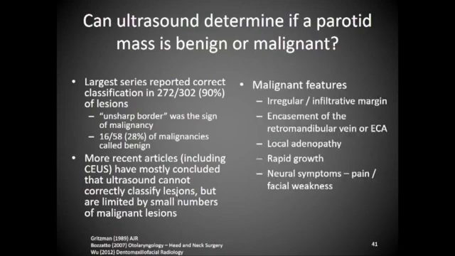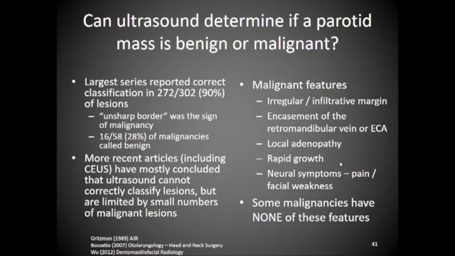So what are malignant features? An irregular or infiltrative margin, encasement of the retromandibular vein or external carotid artery, local adenopathy, which is usually level 2 or level 3, but that's rare, and encasement of the vein is rare as well. Rapid growth, if you get that clinical history. And here, this is probably the most important one and possibly a SAM question. Neural symptoms. If somebody has pain or even worse, a slowly developing ipsilateral facial droop. That's really worrisome because benign things usually don't take out the nerves. Unfortunately, many malignancies have none of these features.